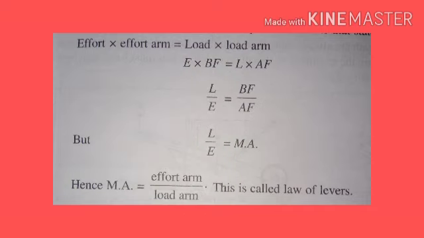So make the ratio on both the sides, L by E equal to BF by AF. But L by E is equal to MA, hence MA is equal to effort arm by load arm. This is called law of levers.